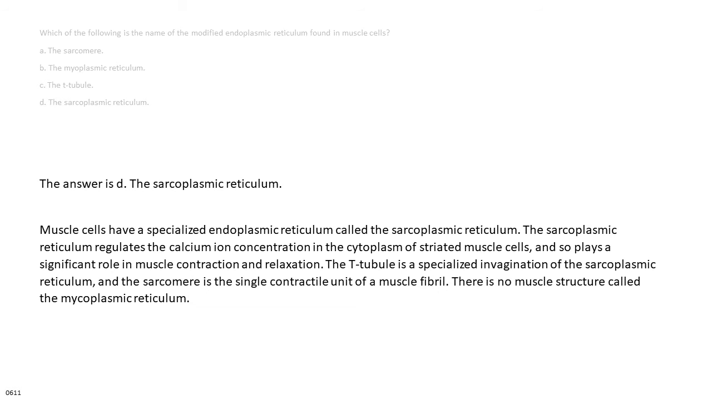The answer is D. The sarcoplasmic reticulum. Muscle cells have a specialized endoplasmic reticulum called the sarcoplasmic reticulum. The sarcoplasmic reticulum regulates the calcium ion concentration in the cytoplasm of striated muscle cells, and so plays a significant role in muscle contraction and relaxation. The T-tubule is a specialized invagination of the sarcoplasmic reticulum, and the sarcomere is the single contractile unit of a muscle fibril. There is no muscle structure called the myoplasmic reticulum.